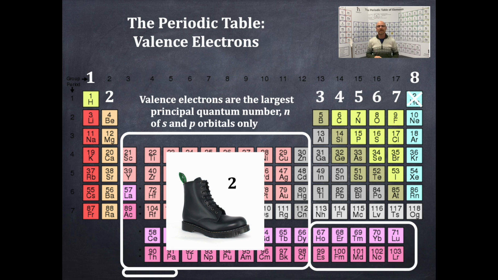Anyways, there's 2 valence electrons in the D's and the F's. That's all you need to know. Yeah, get those walking boots on out for those D's and those F's out of a chemistry class. Get them walking on out.